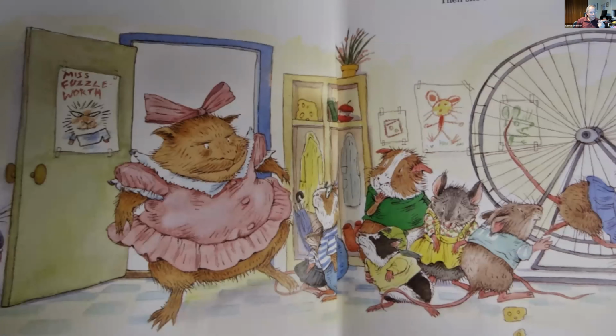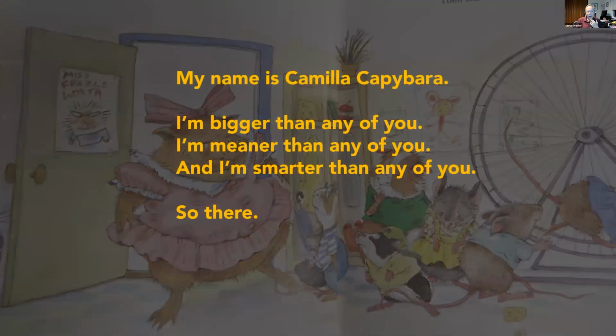This is a book I really enjoyed reading to my kids. It's called Hooray for Watney Wat, who is a rodent who has a speech impediment and ends up becoming the hero of the story, dealing with this new classmate who is a data visualization expert and is determined to make sure everyone is aware of her incredible prowess. Actually, she's not a data visualization expert, but she does have very sharp elbows. My name is Camilla Capybara. I'm bigger than any of you. I'm meaner than any of you, and I'm smarter than any of you.